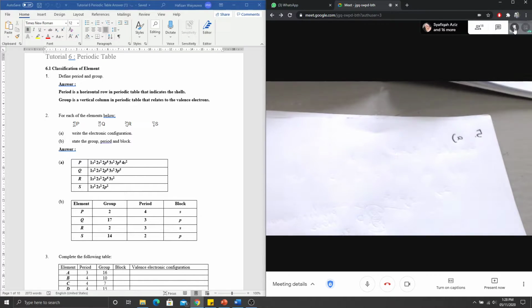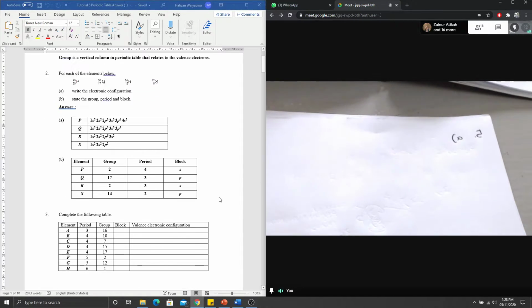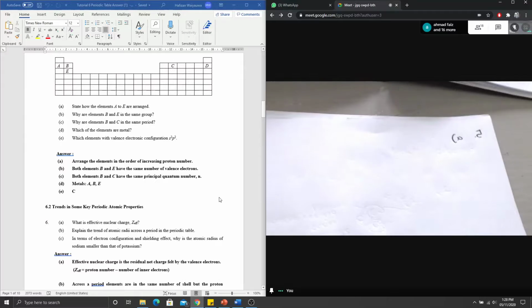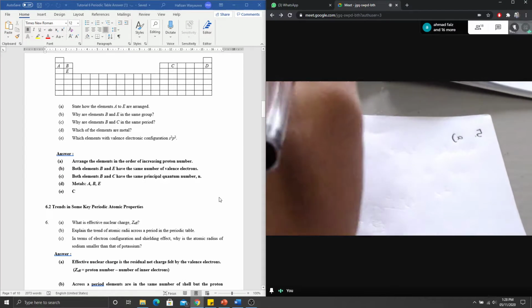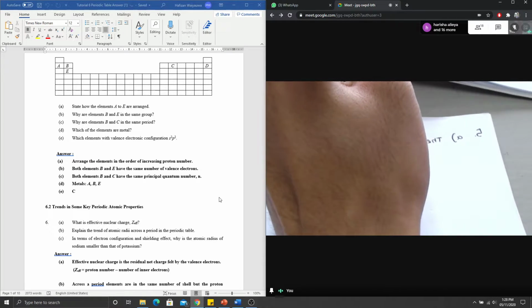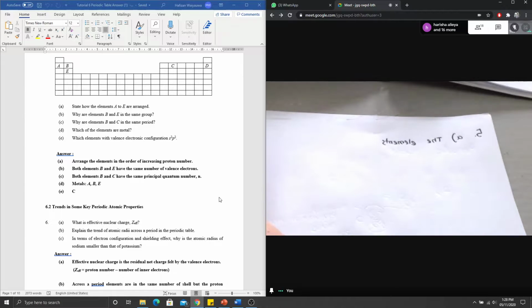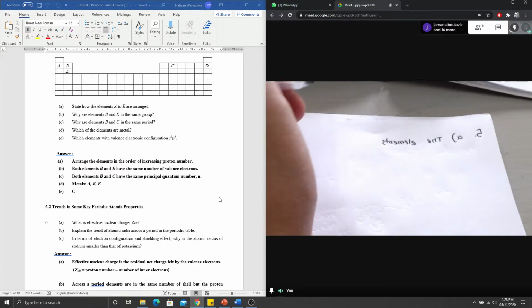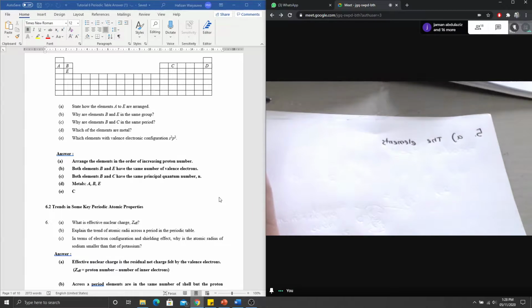Okay, question number 5A. How are the elements A to E arranged? I just said it earlier. The elements are arranged in order of increasing proton number. In this topic, compared to the previous topic, chapter 5, where we drew a lot, here you do a lot of writing. So make sure your grammar is correct. Because you study in English and you are expected to answer in English, unless the question is in Malay. Sometimes the question is in Malay.